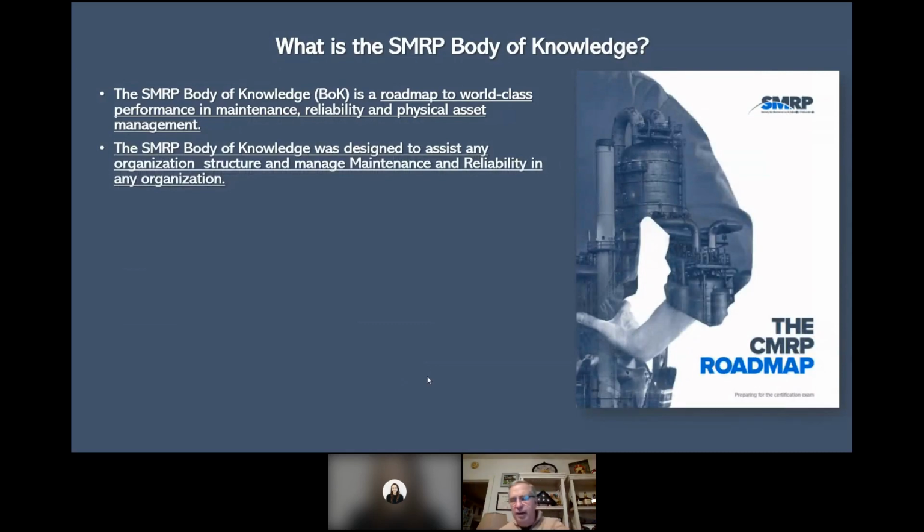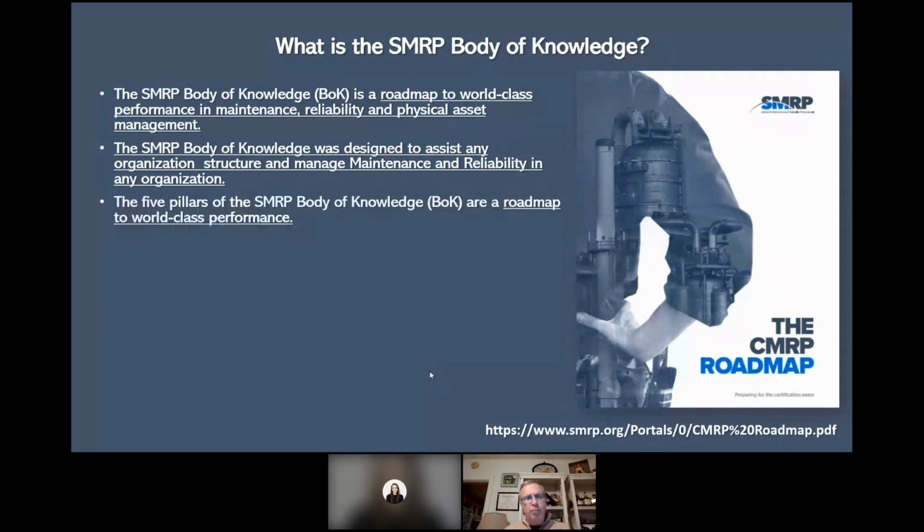Now, you'll notice I've got the CMRP roadmap on the right. You can download this for free online if you just Google SMRP CMRP roadmap. It'll come up, and there's the link to it at the bottom. So there are 5 pillars of the SMRP body of knowledge.